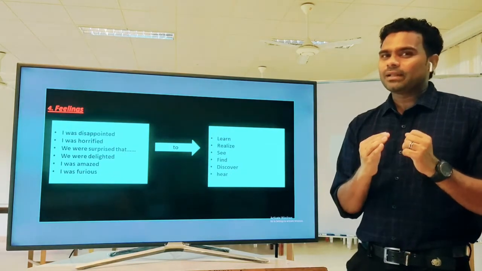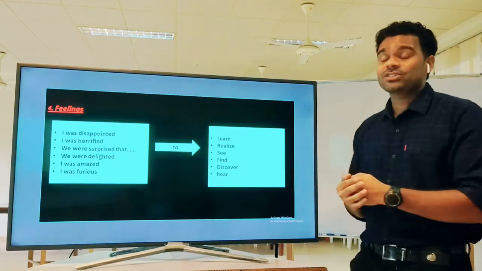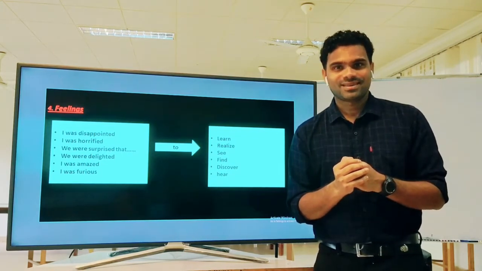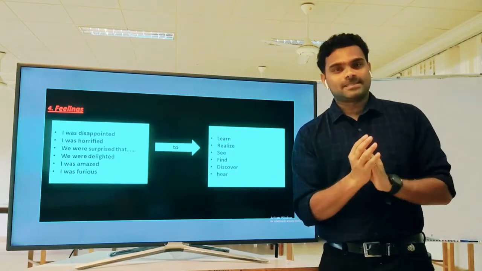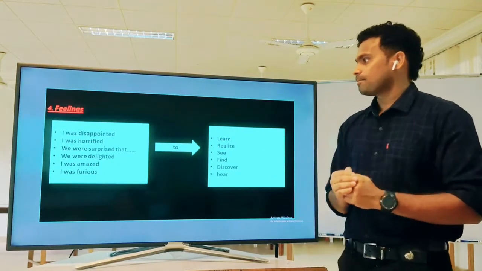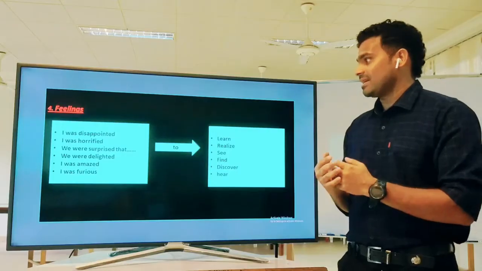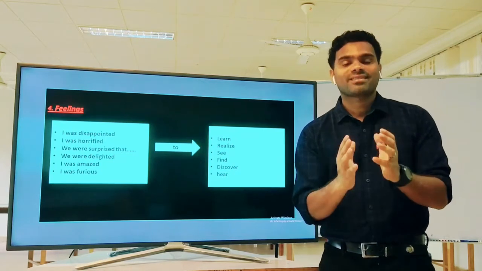So in your email, show relevant feelings and how they change during the narrative. That's what you have to show in your writing. So at least use 3 types of feelings phrases. For example, I was disappointed to learn that. I was horrified to realize that. We were delighted to see that. I was amazed to discover that. I was furious to hear that.